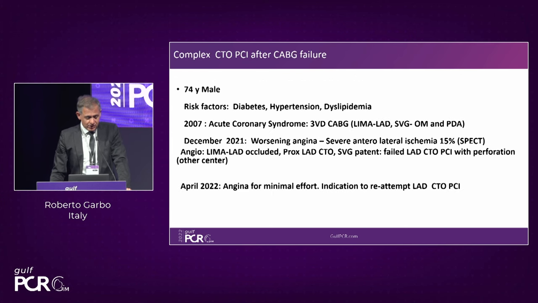The second case is a complex CTO after CABG failure. It is a 74-year-old male with diabetes and hypertension. In 2007, he had acute coronary syndrome with three vessel disease. He was treated by surgery: LIMA to LAD, venous graft to OM and PDA. In December 2021, for worsening angina, with severe ischemia on myocardial scintigraphy, he was studied in another center. They performed an angio, and the LIMA to LAD is occluded. In the proximal LAD, we have a severe calcified CTO, and the saphenous vein graft is patent.